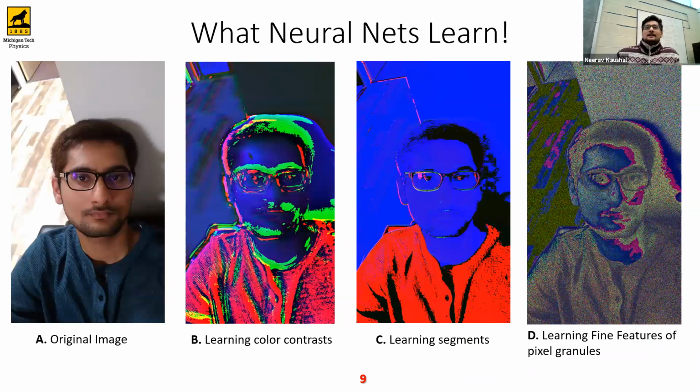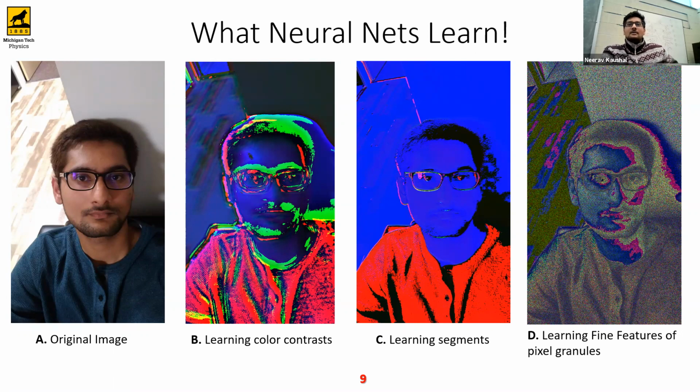So what are neural networks learning? This is a carefully crafted filter, which will tell you what it learns. A is the original image. In B, it's learning the color contrast. In my case, it's learning the features, the black color regions of my face, such as the eyebrows, the hair, the beard, etc. In C, it's learning segments.